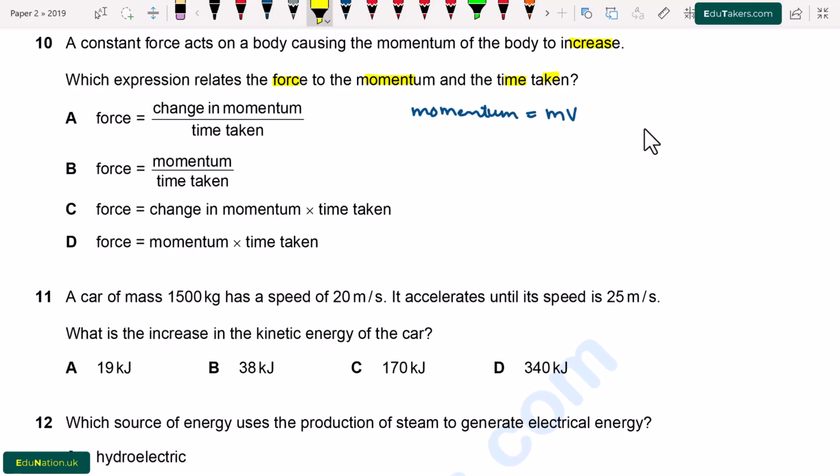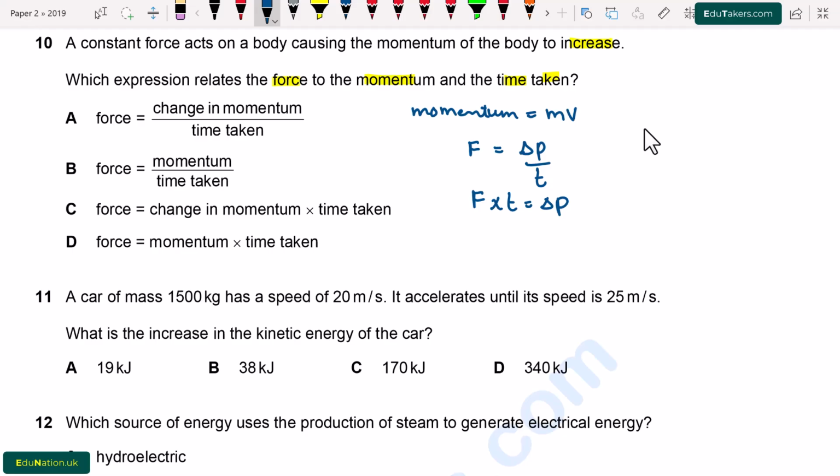According to Newton's law, applied force will be equal to the time rate of change of momentum. So it will be delta P over T. So F times T is equal to delta P. This is the expression that relates the force with time and change of momentum.